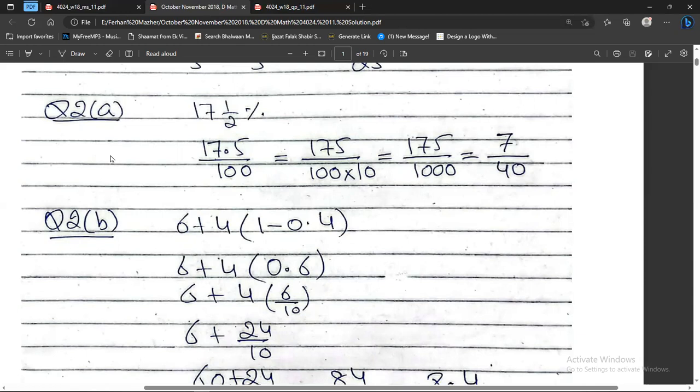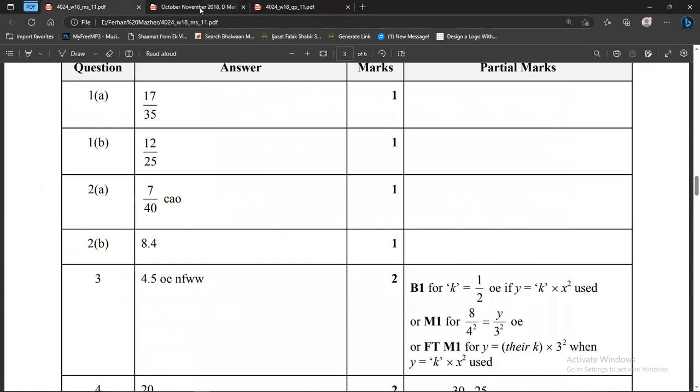So it will be 175 divided by 1000. And if you want to write it as a fraction, you can divide it by 25, because we don't want the answer as a decimal fraction. We want it as a simple fraction. Divide both the numerator and denominator by 25. 25 sevens are 175 and 25 40s are 1000. So 7 by 40 is the right answer, sir.